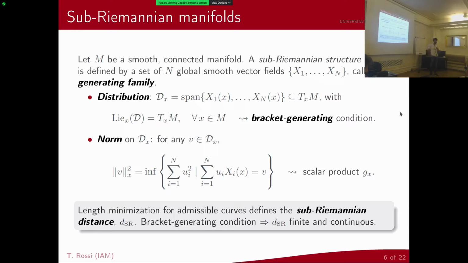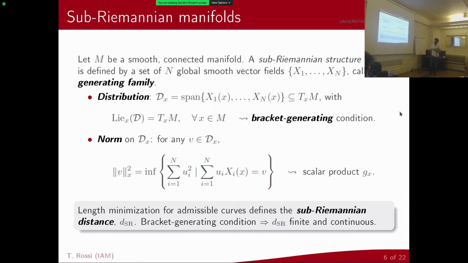Then, since we want a metric space, we want to define a metric structure on this sub-Riemannian manifold, we can consider the so-called sub-Riemannian distance, which is defined by length minimization among admissible curves. And by admissible curves, I mean those curves for which we can measure the length, so the curves whose tangent lies in the distribution at any point. And it turns out that the bracket generating condition is enough to ensure that this distance is actually finite, continuous, and compatible with the manifold topology. Okay, so this is our setting.